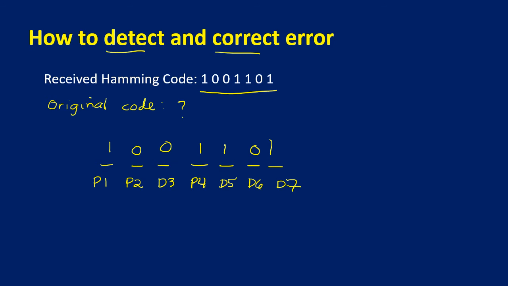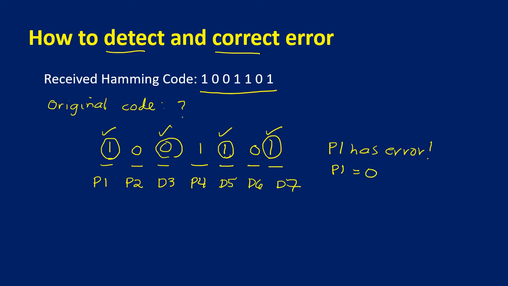Just like in the previous slide, we will check all the parities. Let's check P1. Check 1, skip 1. We have 1, 0, 1, 1. So you have odd parity here. That means P1 has an error. So P1 should be equal to 0, right?